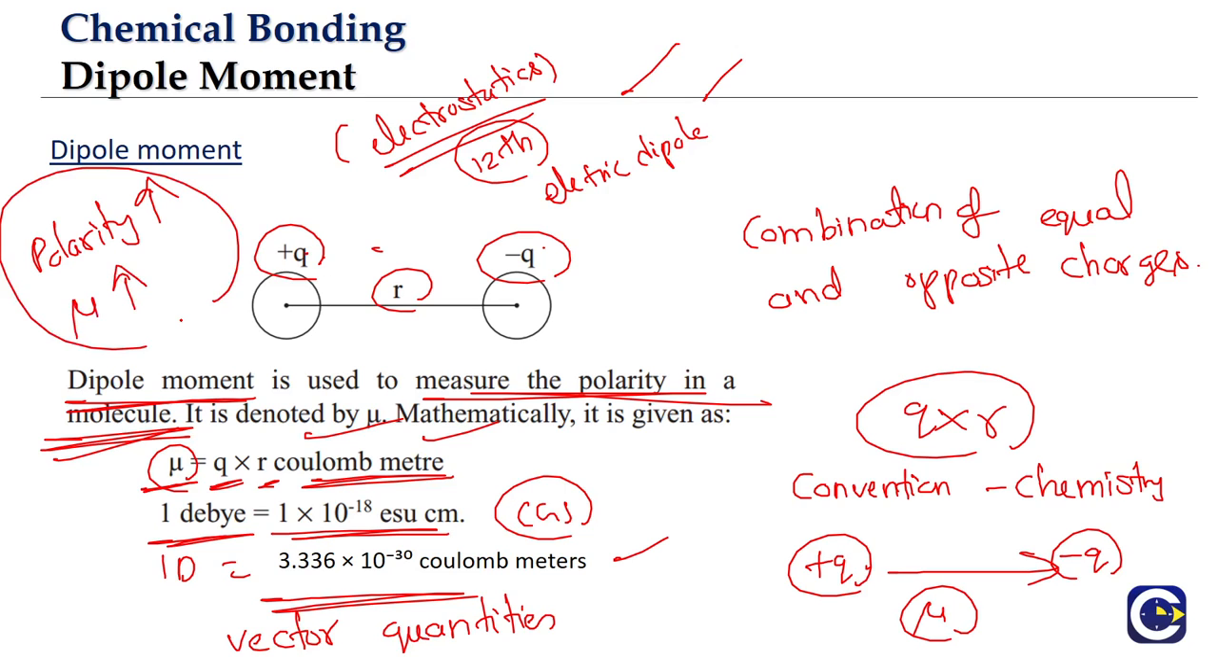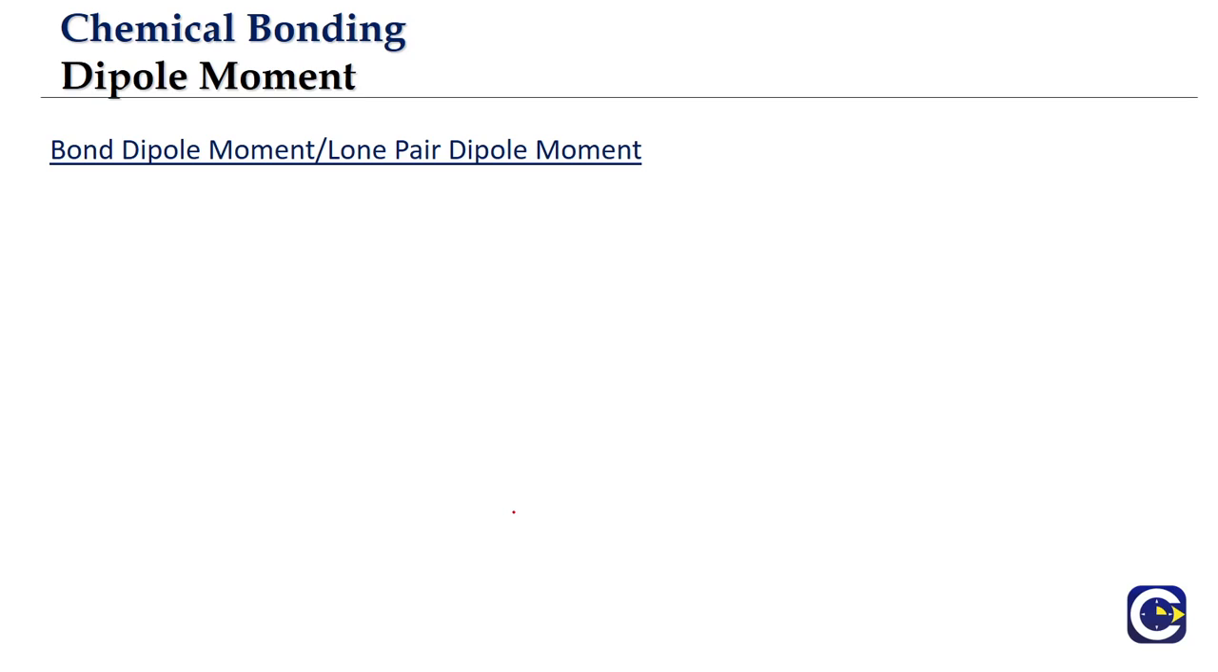Now when we talk about the dipole moment in a molecule, previously we talked about the dipole moment in a bond. Take the case of HCl itself. We have HCl, this is partial negative, this is partial positive. These are equal and opposite charges. So we will have a dipole moment.